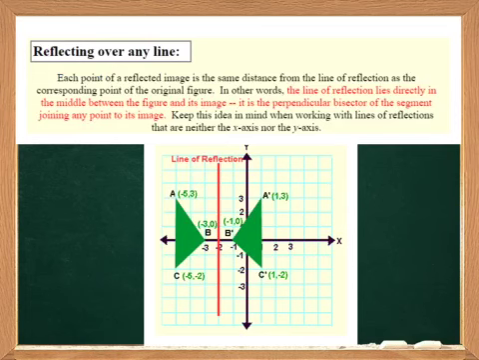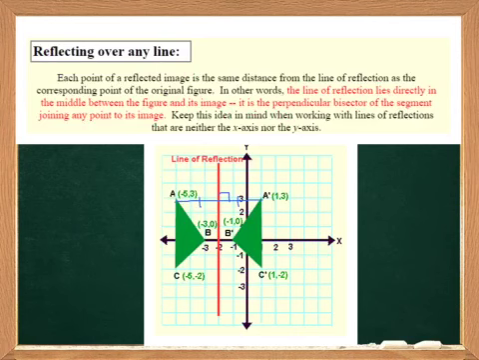Now, when reflecting over any line, each point of a reflected image is the same distance from the line of reflection as the corresponding point of the original figure. So in other words, the line of reflection lies directly in the middle between the figure and its image, between the pre-image and its image. It's the perpendicular bisector of the segment joining any point to its image. So joining any point, let's say A, to its image, it's the perpendicular bisector. So again, we see perpendicular bisectors coming up. So this is something that could be asked as a construction.